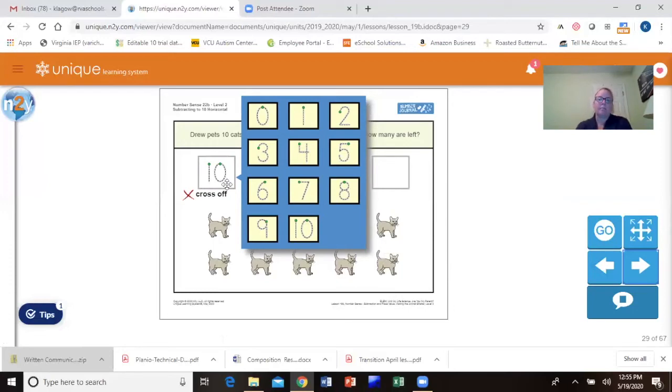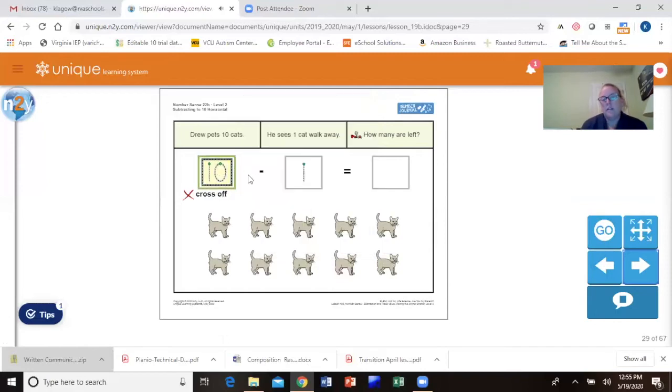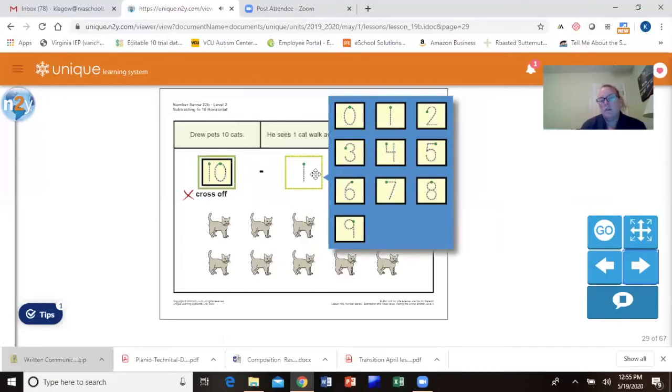Point to the 10. If you pointed here, you are correct. Take away 1. Find that 1. Here's that 1.